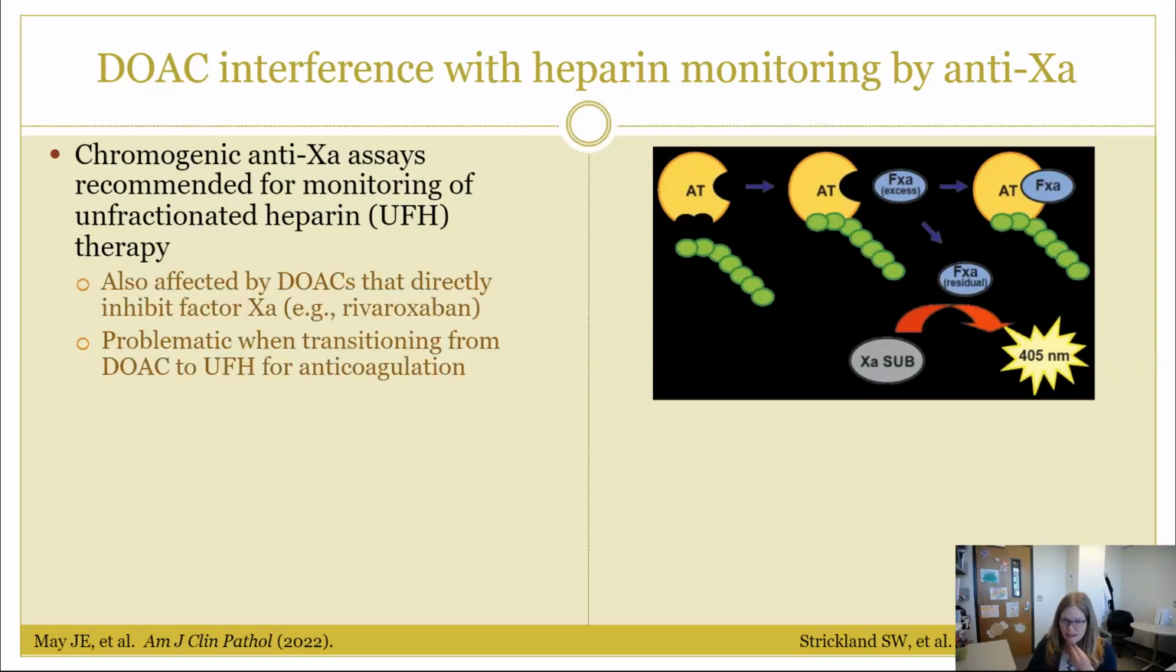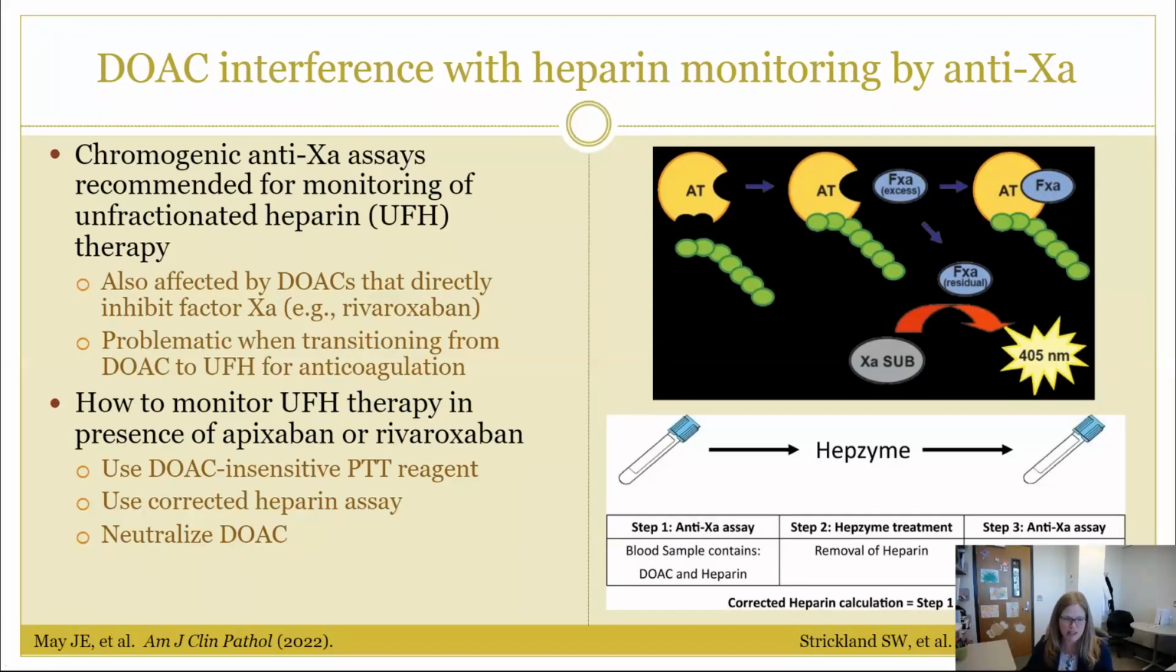So the problem with this is that this chromogenic anti-10A assay is not specific for heparin. Any compound that has anti-factor 10A activity can interact with this part of the reagent and prevent factor 10A from converting substrate to chromogenic product. So it can be a problem when transitioning a patient on DOAC therapy to unfractionated heparin for anticoagulation.